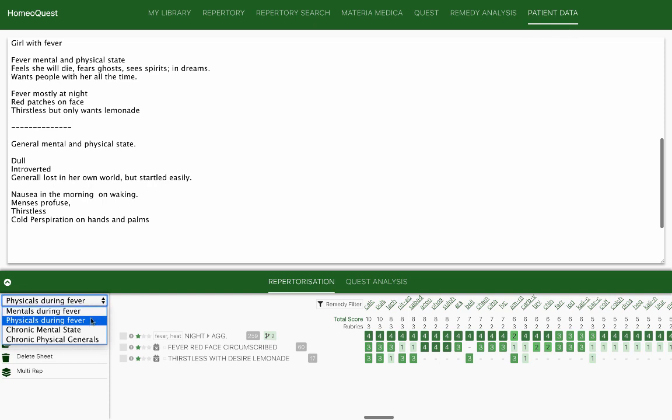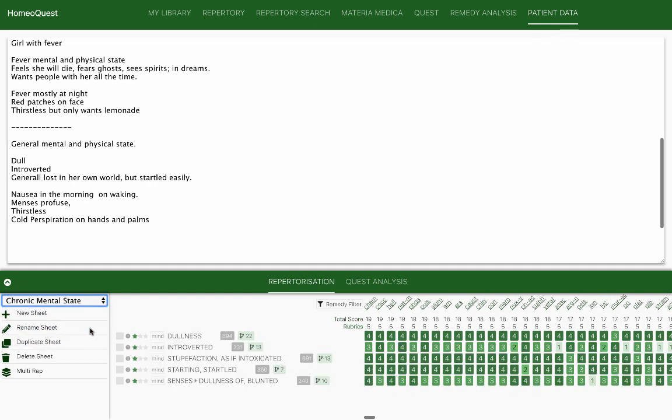The third one was we made a chronic mental state. So if you see, her chronic mental state was all about dullness. She was introverted. We used something called stupefied. She was as if intoxicated. She startled very easily. In general, all her senses were blunted and dull.